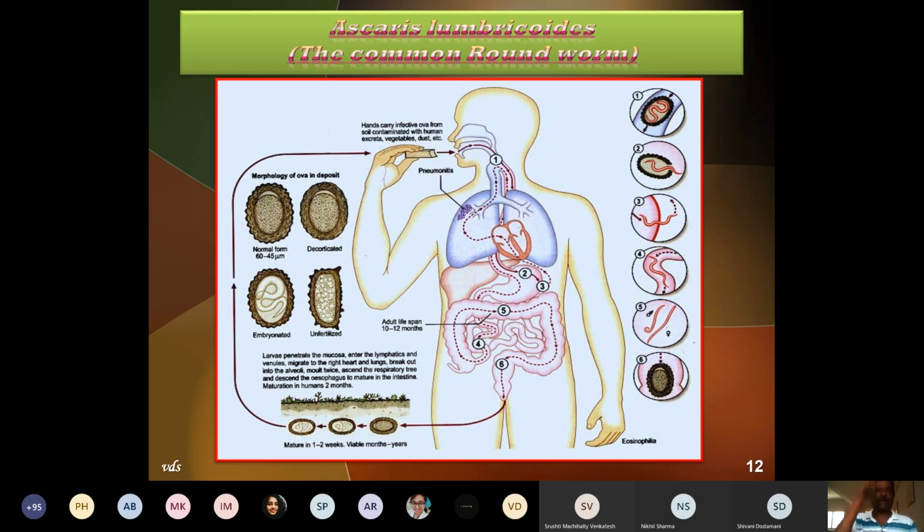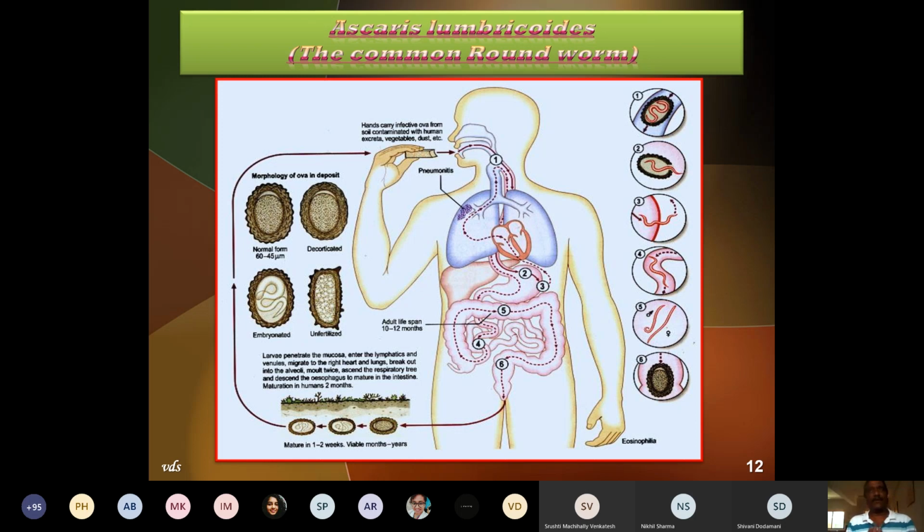Till then, during this migration, the parasite feeds and undergoes molting, getting converted into a developed mature form. And as it again reaches the small intestine, it gets completely matured. The fourth molting takes place, they mate together, and the eggs are liberated. This is the usual life cycle of this parasite.